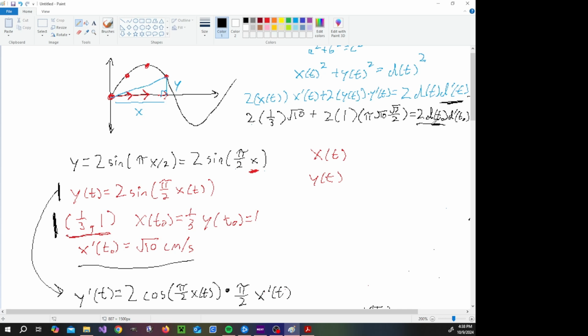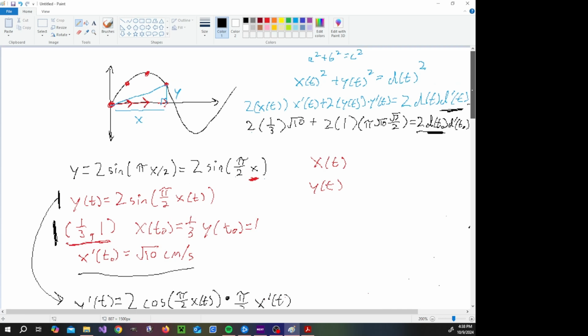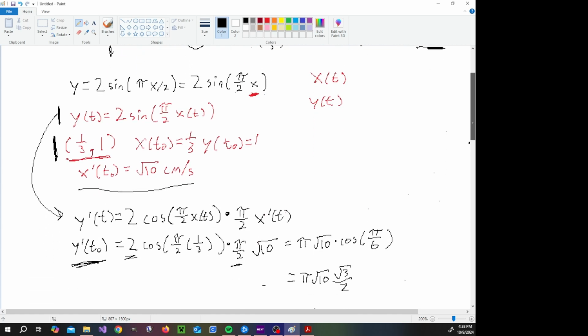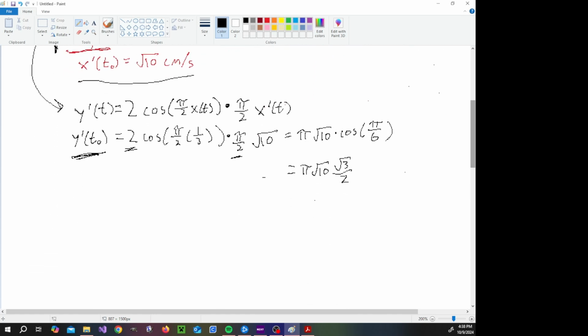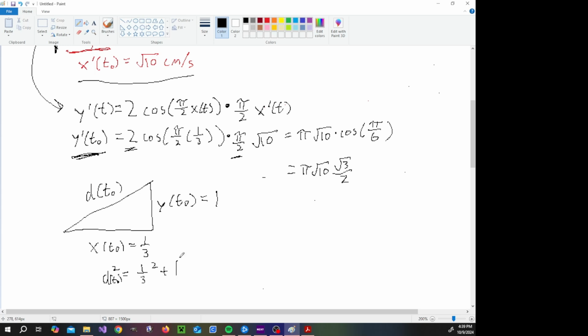Well, can we figure out the distance at that moment? And I'd say yes, right? Because of our Pythagorean theorem. If we just want to know d of t at that moment, then we need our x of t and our y of t. But we know y of t is 1, x of t is 1/3, so d squared at that moment is equal to 1/3 squared plus 1 squared.